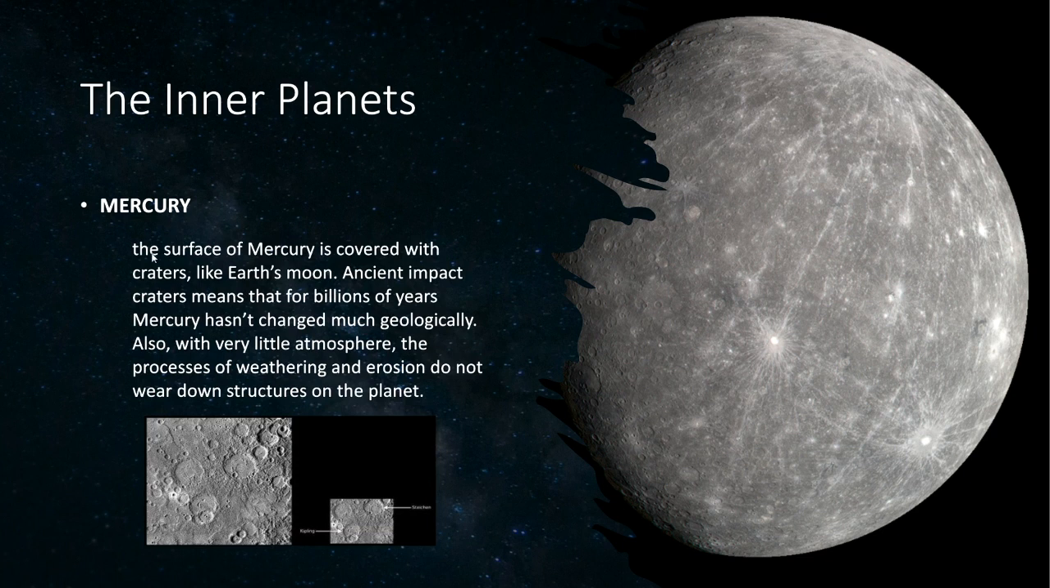Okay, Mercury. The surface of Mercury is covered with craters, like Earth's moon. Ancient impact craters mean that for billions of years, Mercury hasn't changed much geologically. Also, with very little atmosphere, the processes of weathering and erosion do not wear down structures on the planet. You see, guys, the figure below shows the surface of Mercury. It is similar to our Earth's moon.